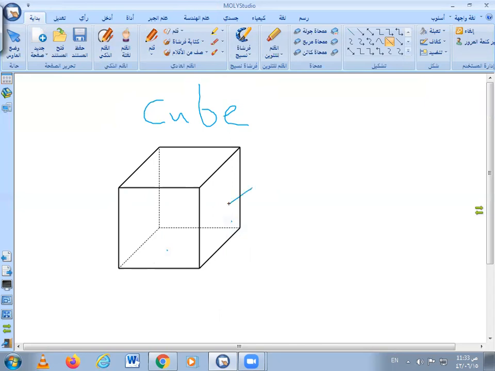We have 12 edges. This is called edge. And we have 8 vertices. This is called vertex. This corner, vertex. One is called vertex. More than one is called vertices. Again, the cube has 6 faces. Each face is square. It has 12 edges and 8 vertices.